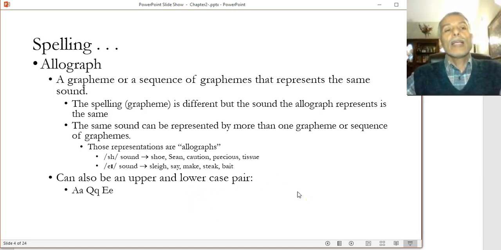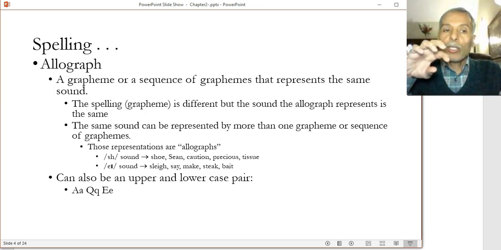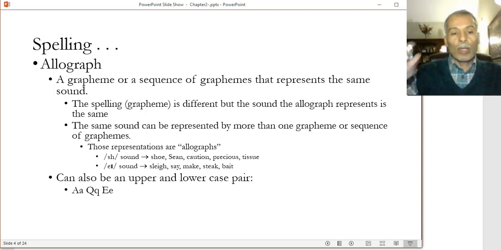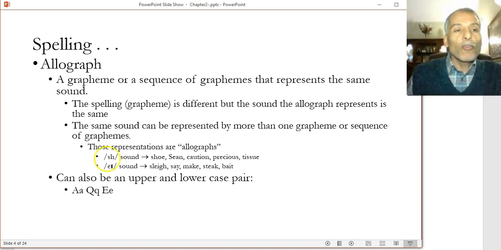So in spelling, in orthography, a graph is something that you see, a letter. Allograph. Allo means multiple. Allograph means multiple forms of the same. So, for example, you have the sh sound. How do you make it? How many ways can you make it? How many forms of the sh can you find? How many allographs? So let's see. You can do it with an sh, sh. You can do it with an se, as in Sean, sh, on.